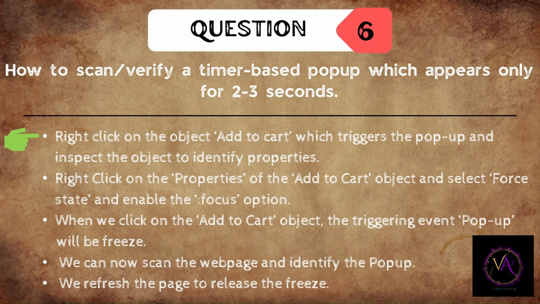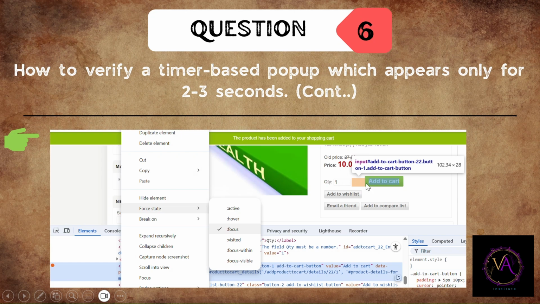Now here's the situation. So firstly, right click on the object add to cart, which triggers the pop-up, and inspect the object to identify the properties. Now which object creates it? If I click on add to cart, only then this pop-up will appear. So this is my object. Okay, so we right click on this object and inspect it. We click on inspect. When I click on inspect, this HTML code, the developers' coding, will come down here, and the properties will be highlighted here. Now what do we do here?